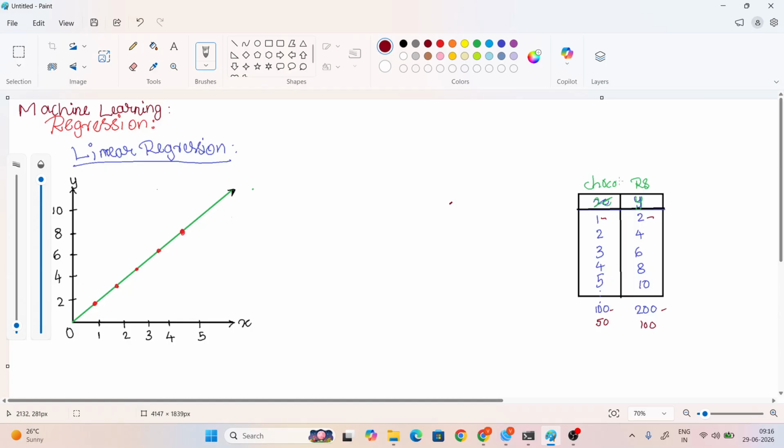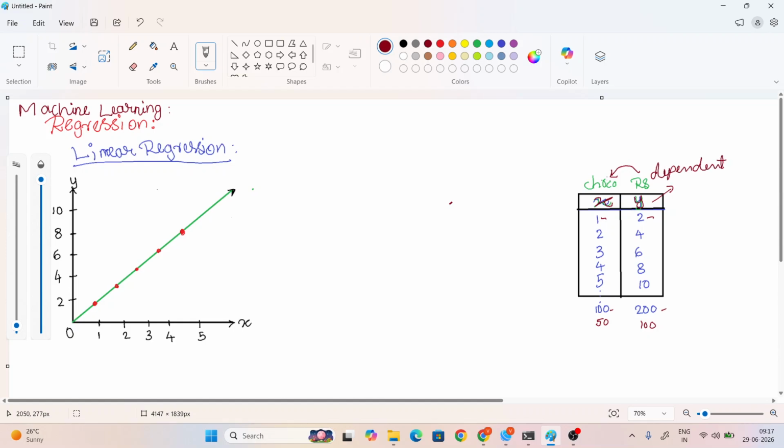Okay. So which one is dependent? Which one is independent, guys? X and Y. Which one is dependent? Which one is independent? Y is changing depending on X. Y is depending on X only. So it is a dependent variable.